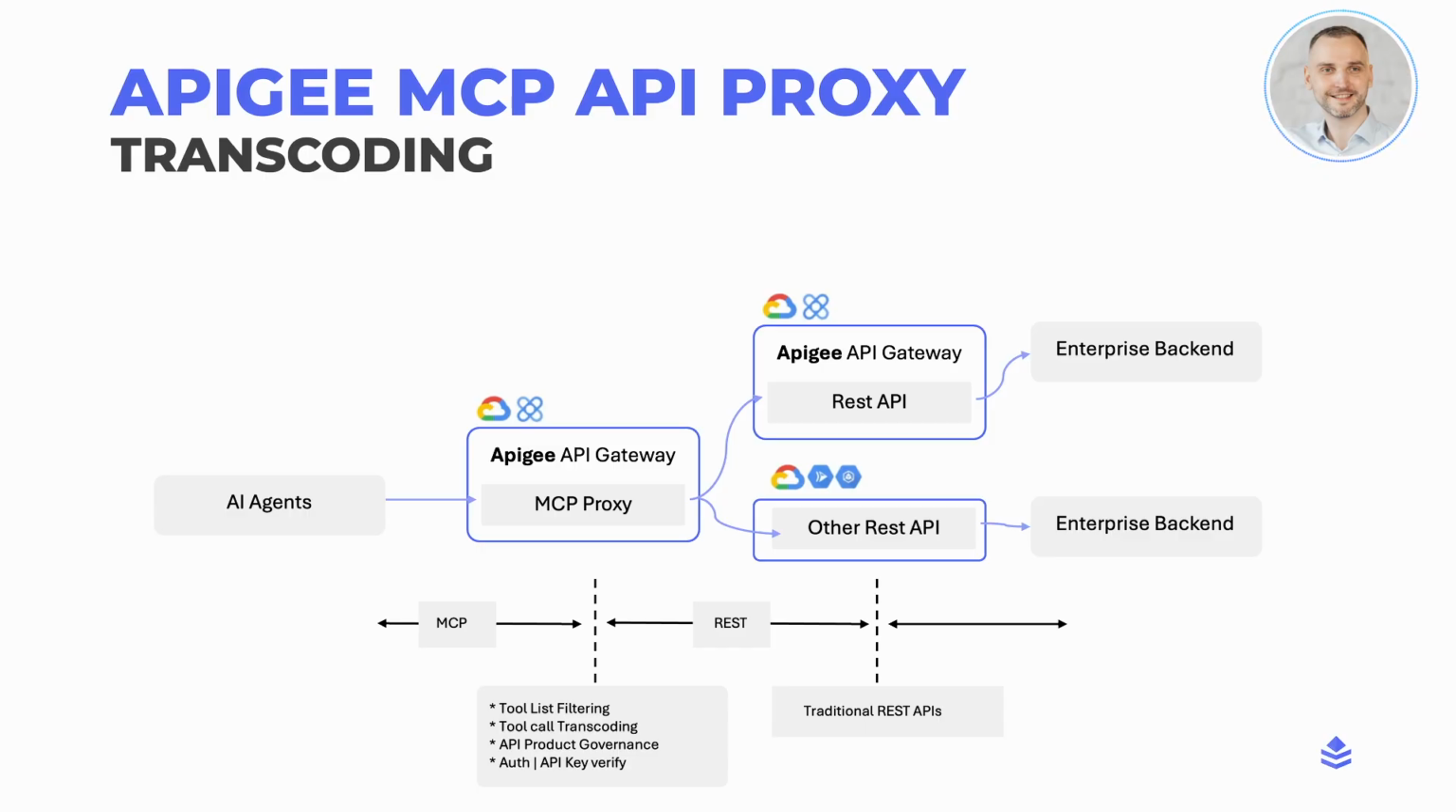Here's the architecture. The pattern is simple: MCP in the front, REST in the back, and Apigee in the middle for governance, security, and visibility. The AI agent connects to Apigee using MCP and JSON-RPC. Apigee then transcodes the request and calls the existing enterprise REST API behind the scenes.